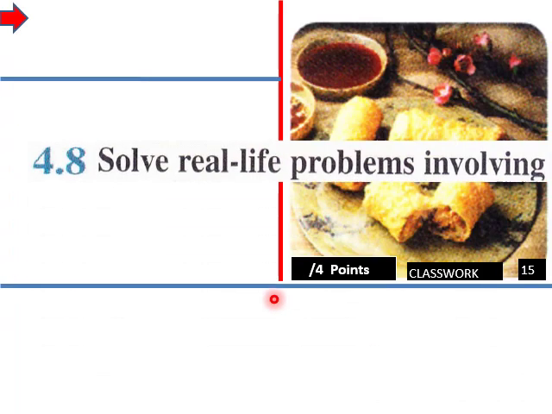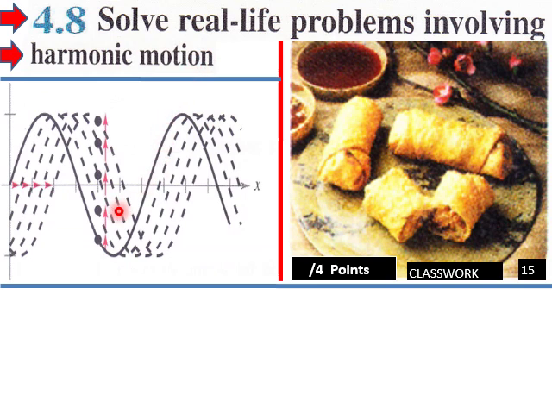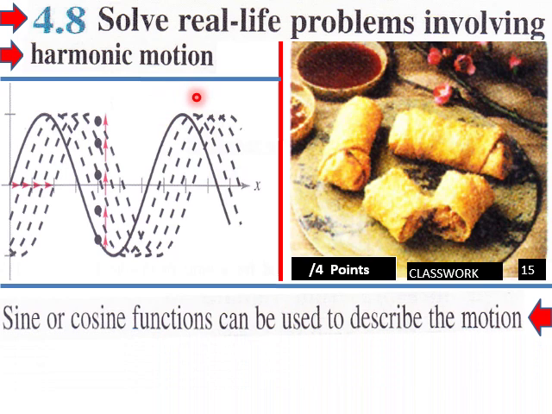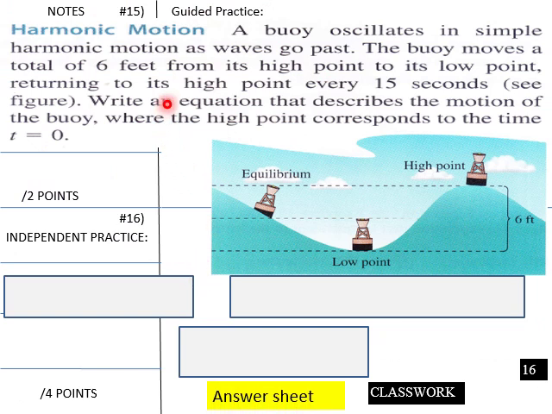Then we get into 4.8, solve real problems involving harmonic motion. This would be an example here of a function describing harmonic motion. Sine or cosine functions can be used to describe motion of an object that vibrates, oscillates, rotates, or is moved by wave motion. So this would model a harmonic motion kind of a situation.